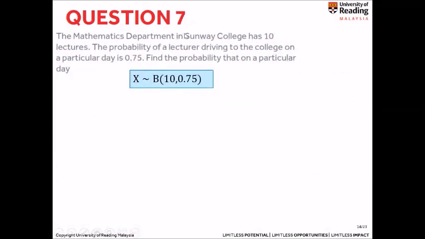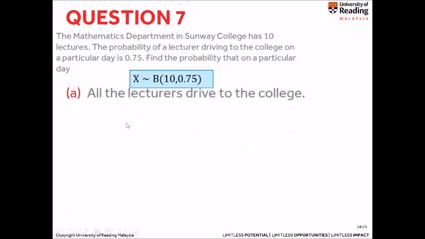The mathematics department in a Sunway College has 10 lecturers. The probability of a lecturer driving to the college on a particular day is 0.75. Find the probability that on a particular day. Okay, before we look at the question, we know that n is 10, probability is 0.75.